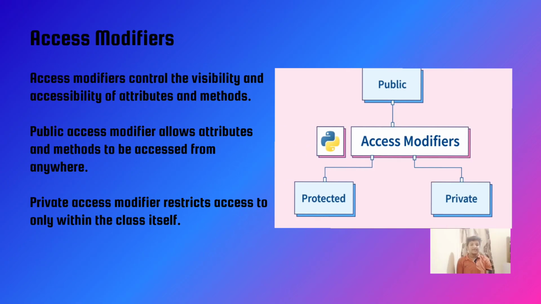Let's see about access modifiers. Access modifiers control the visibility and accessibility of attributes and methods. The public access modifier allows attributes and methods to be accessed from anywhere. The private access modifier restricts access to only within the class itself.